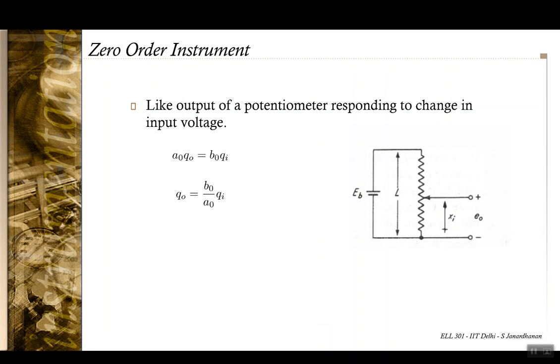When the change of the input variable directly affects the reading or the output variable, such an instrument is called a zero order instrument. It's like the output of a potentiometer responding to a change in the input voltage. When the input voltage changes, the output voltage is just directly proportional to the input voltage. So you would have an input to output relationship that looks like this, and there are no d by dt sort of terms in this. So it's a zero order instrument. There is no dynamics at all in the instrument.